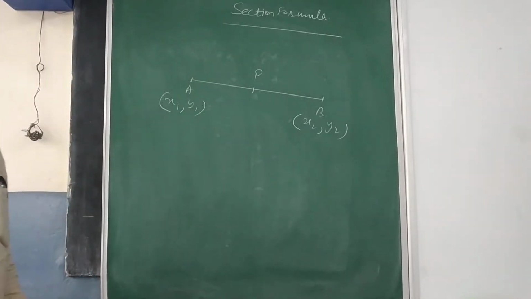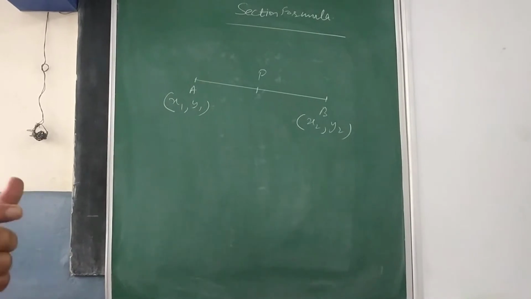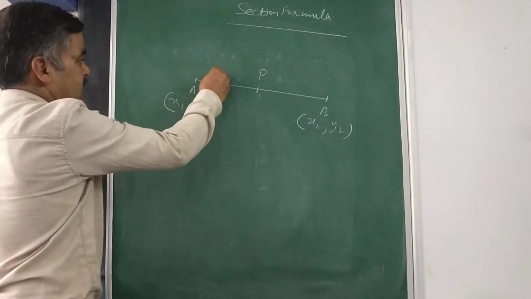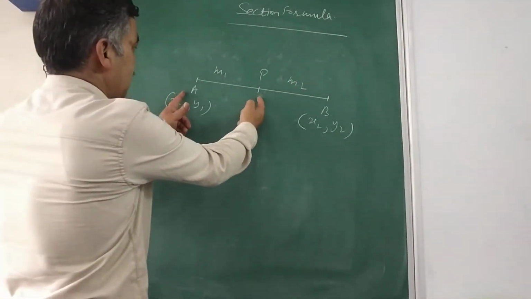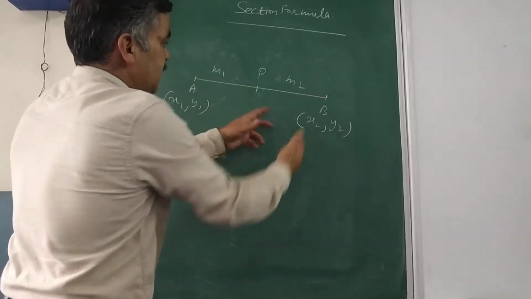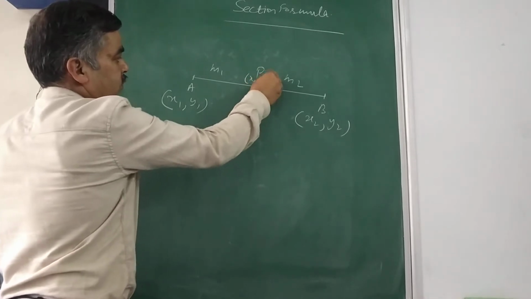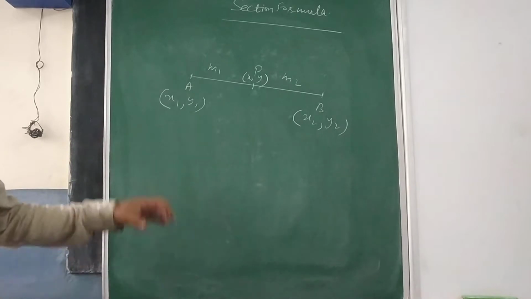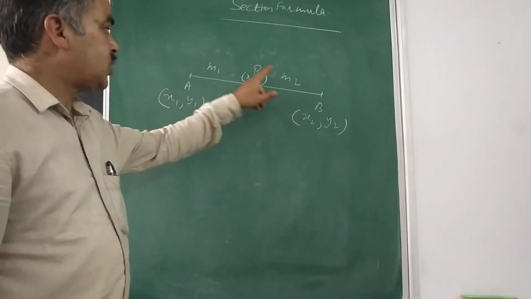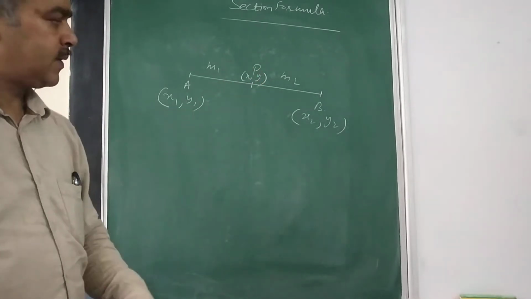In other words, I can say that this P is dividing the join of AB in a fixed, internal ratio, so I will say m1 ratio m2. So AP is m1 and PB is m2. And I want to determine the coordinates of P, which divides the join of AB in the ratio m1 to m2. So here is X, here is Y.